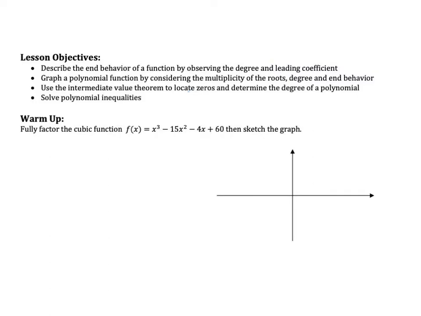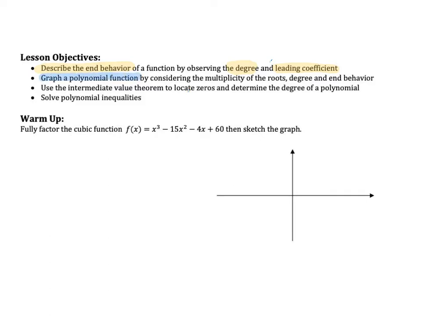So we're at lesson 2, which is about higher degree polynomials and inequalities. Let's have a look at these objectives and then I'll take you through the examples. So objective number 1: we're going to learn how to describe the end behavior of a function by looking at the degree and the leading coefficient. The degree and the leading coefficient of the polynomial are going to be very helpful because you're going to know what the end behavior is. And if you know what the end behavior is, that's going to help you graph the polynomial function.